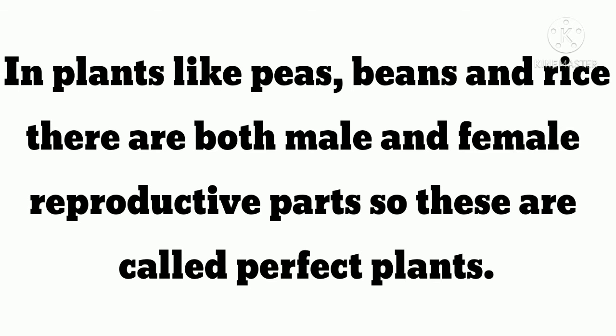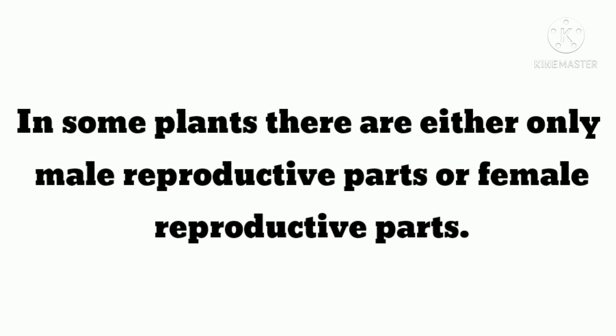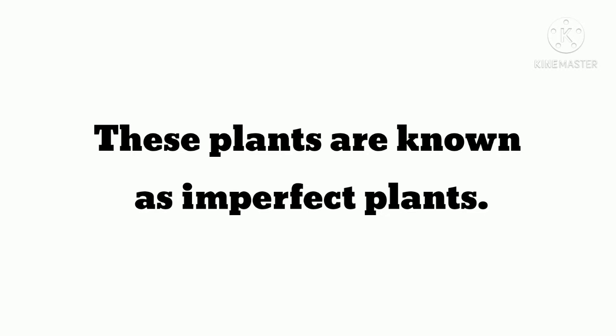In plants like peas, beans and rice, there are both male and female reproductive parts. So these plants are known as perfect plants. Now, in some plants, there are either only male reproductive parts or only female reproductive parts. So these plants are known as imperfect plants.